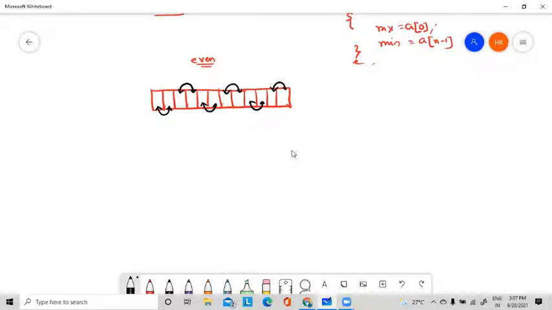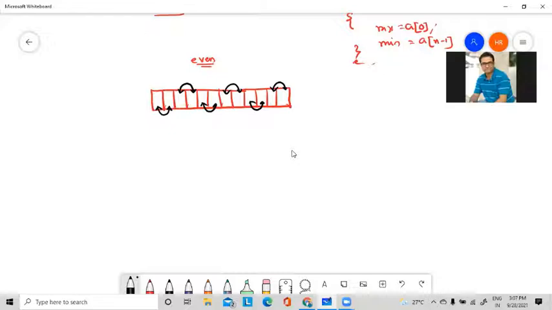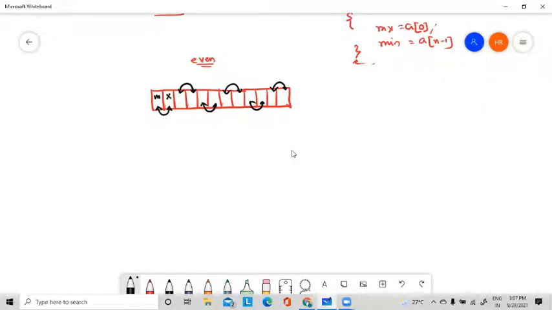Only the adjacent elements. After this comparison, you will put the minimum in this position and the maximum in this position among these two. Suppose these two elements are 2 and 1. Then your minimum will be in this position, maximum in this position. Similarly, among these two, the minimum in this position, maximum in this position. In this way, you have to perform the operation.